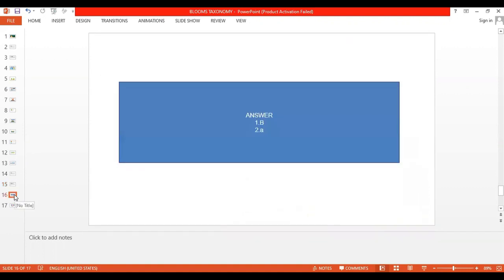So we can see the answer for this question. 1 is B and 2 is A.